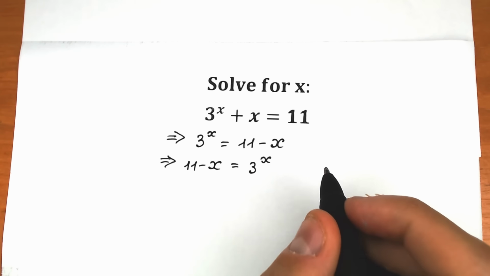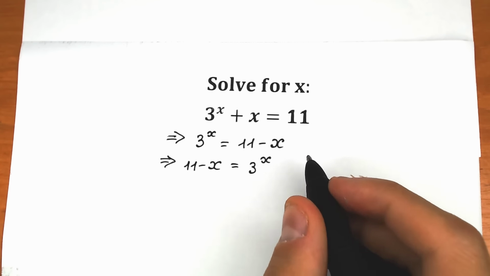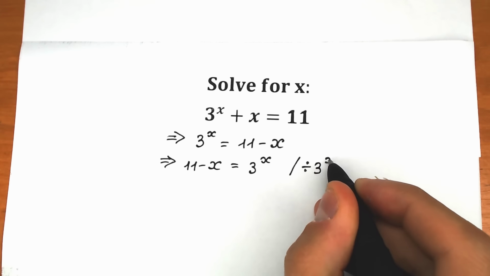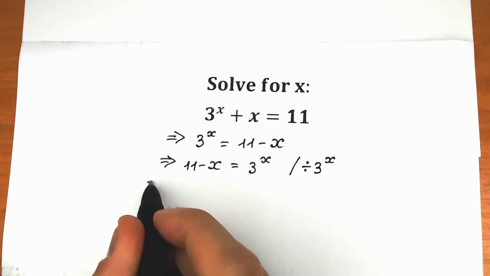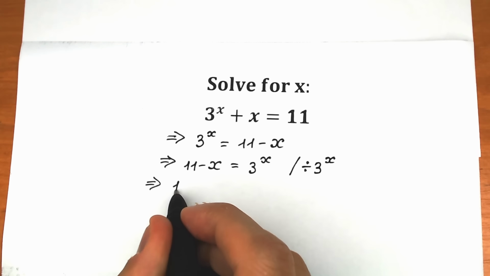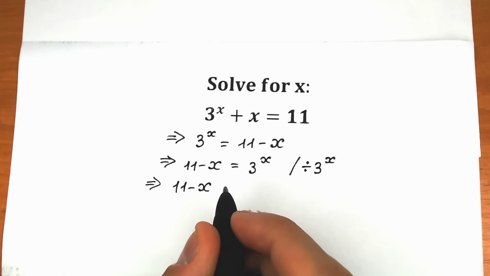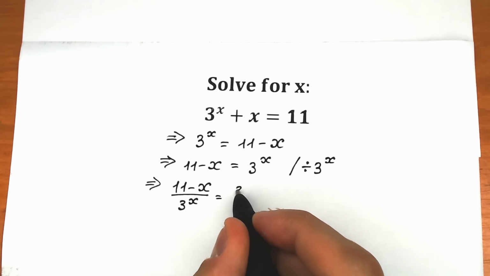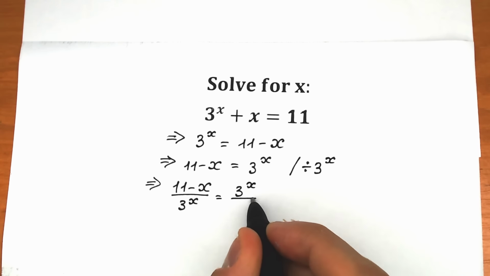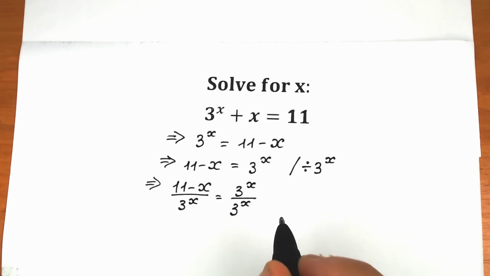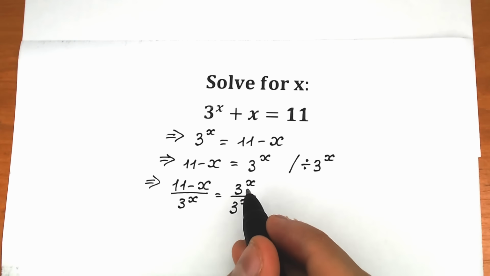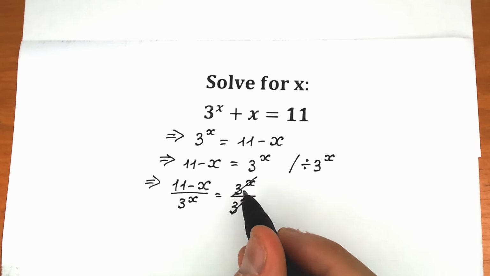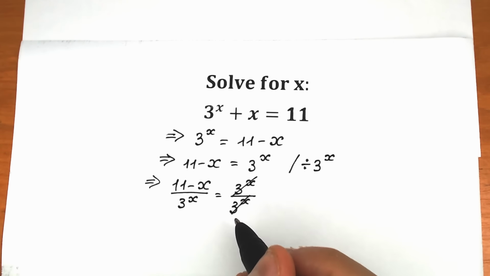Right now let's divide both sides by this 3 to the power x. As a result, what do we have right here? We have a fraction, so we have 11 minus x over 3 to the power x equal to 3 to the power x over 3 to the power x. Really great. And right now we can easily cancel this 3 to the power x on the right side, because we have the same numerator and denominator, the same expressions.